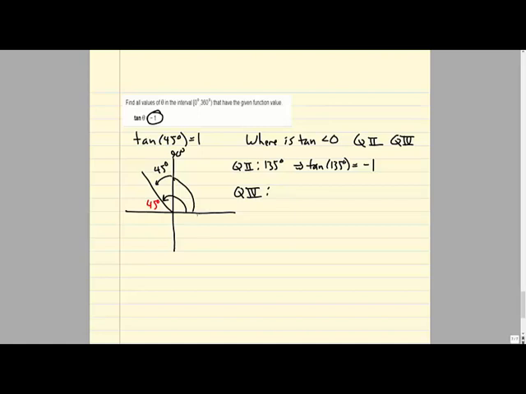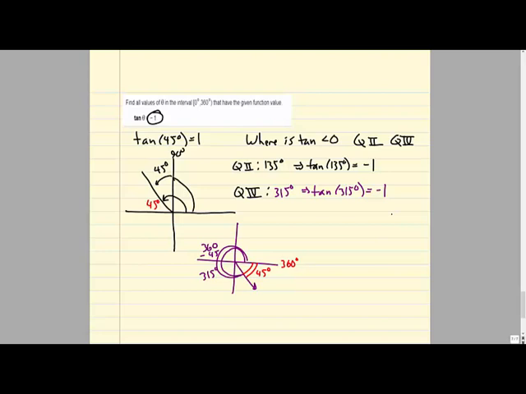Okay, so for quadrant 4, what I'm going to do is I know I'm going to have to come around, and I know I want this reference angle right here to be 45 degrees. And I know that this is 360 if I go a full spin around the unit circle. So that means that this purple angle that I just drew would be 360 minus 45, which is 315 degrees. So the fourth quadrant angle would be 315 degrees. So the tangent of 315 degrees is equal to -1.